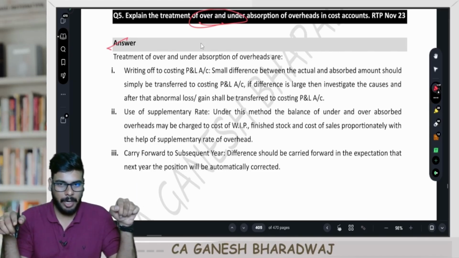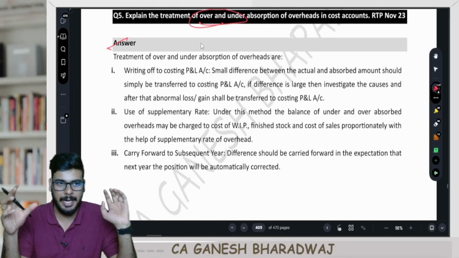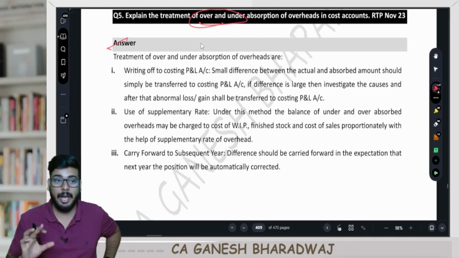Normal reasons, product cost. Abnormal reasons, period cost. Normal reasons, product cost. Apportion between 3 items using supplementary rate. The period cost, directly take it off your costing period. This is how we write. Look, in theoretical way, how you need to write.